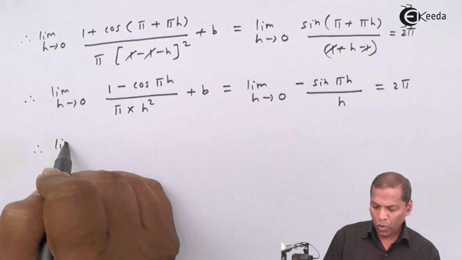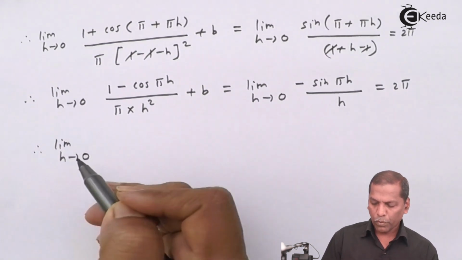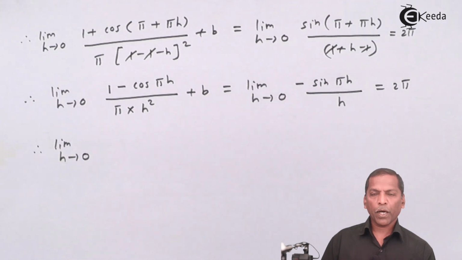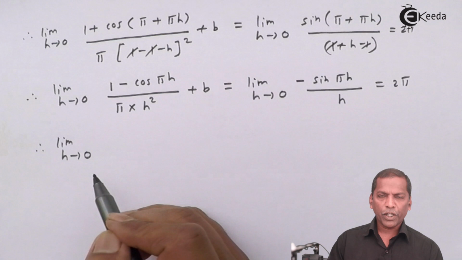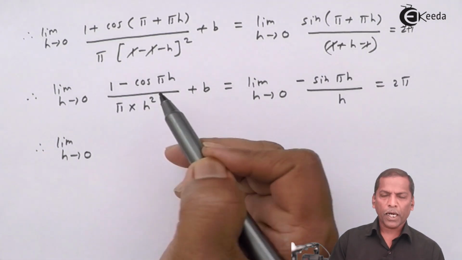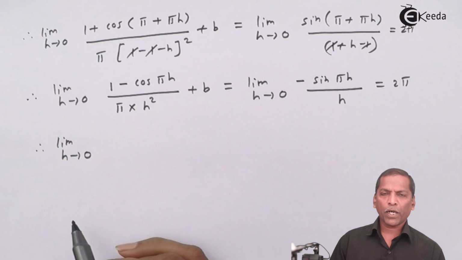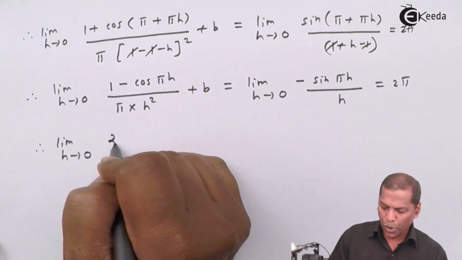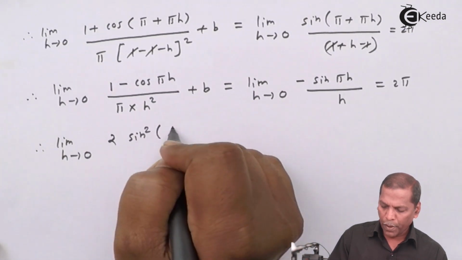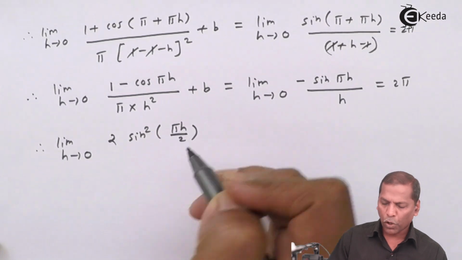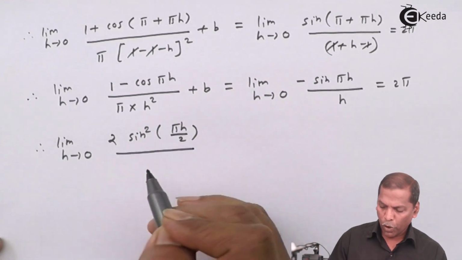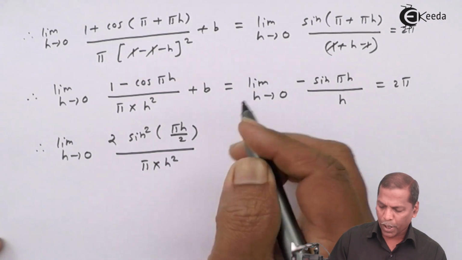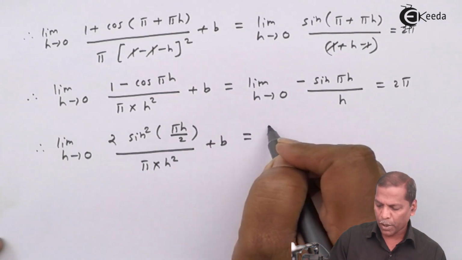Therefore limit h tends to 0. Now again here we use the trigonometric rule that 1 minus cos theta is equal to 2 sine square theta by 2. Therefore limit h tends to 0. Now 1 minus cos theta gives 2 sine square theta by 2, and therefore here 1 minus cos of pi h gives 2 sine square in bracket pi h upon 2. Then the whole thing is divided by pi into h square, plus b we write as it is.